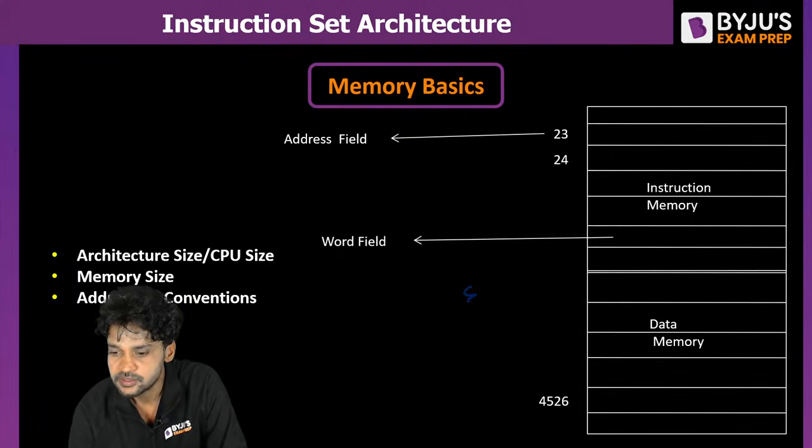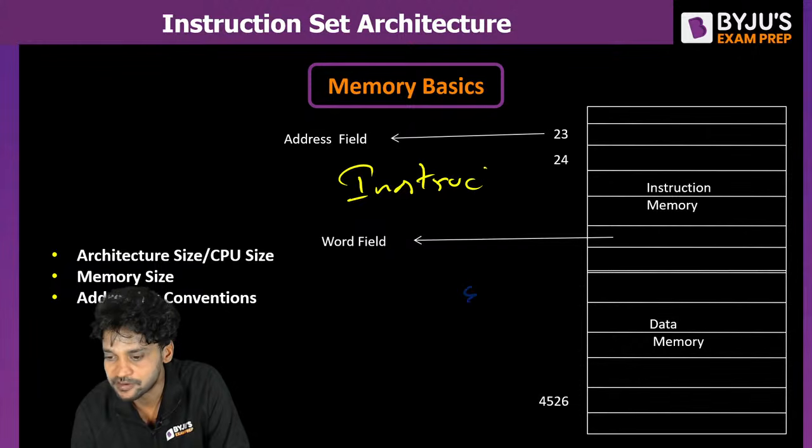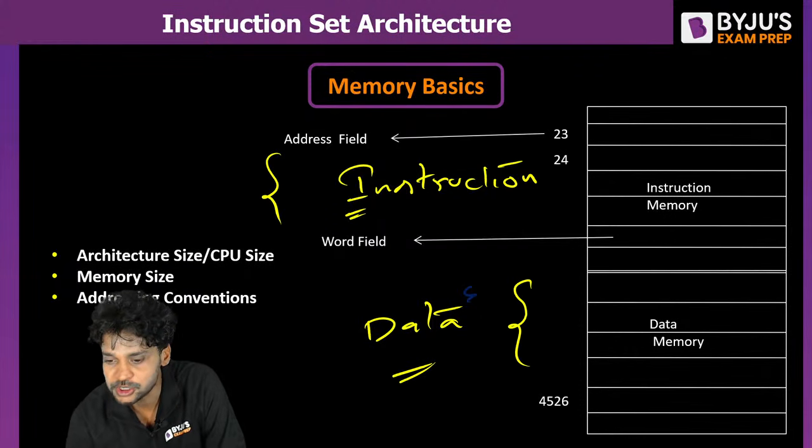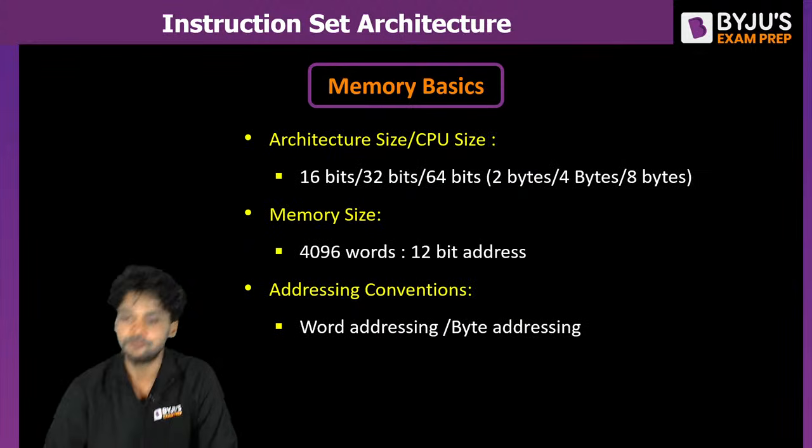This is instruction memory, which will hold the instructions part. This is the data memory, which will hold the data part. Operands will be non-contiguous. Instructions will be contiguous. Now let me tell you.